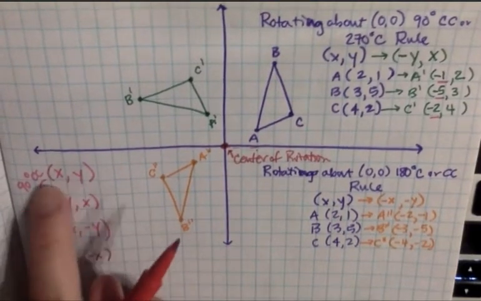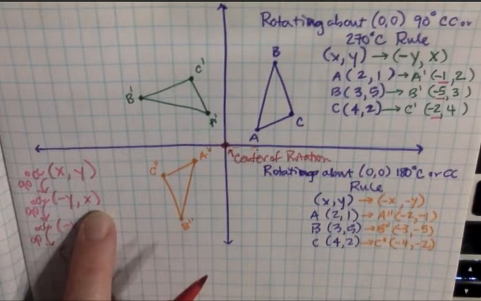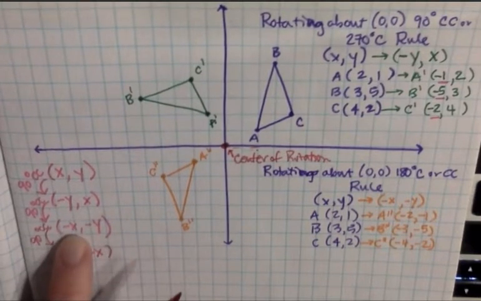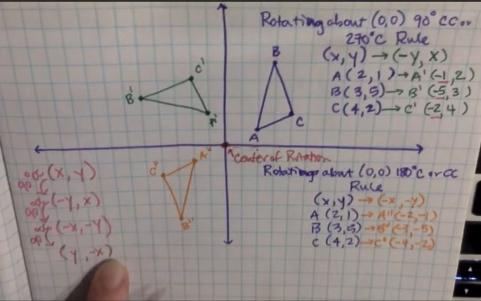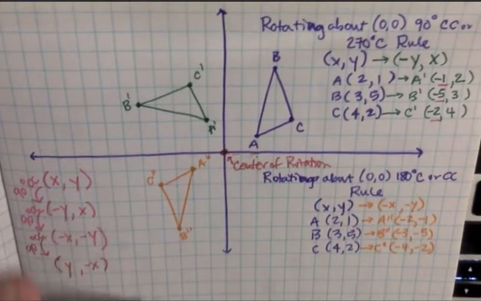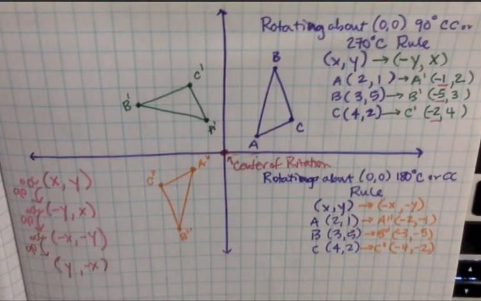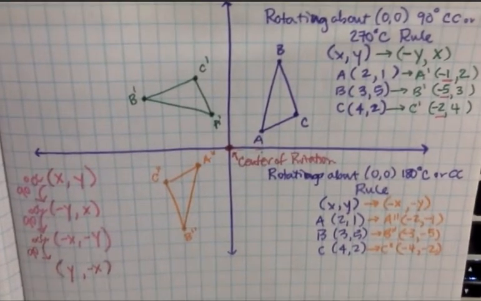So 90 degrees counterclockwise from the original becomes -y, x. 90 degrees again becomes -x, -y. 90 degrees again becomes a positive y, -x. So kind of a cool set of rules that they kind of do a dance around each other. I think it's kind of neat. I hope you liked looking at that, and I hope I didn't lose too many of you.